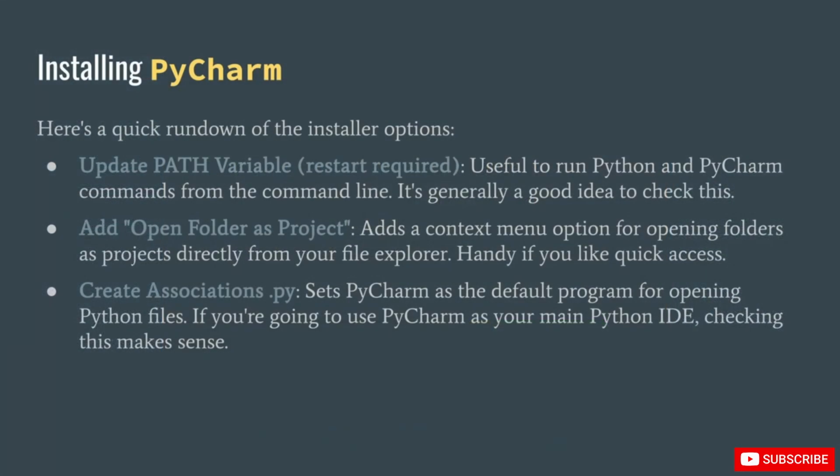On the Windows operating system, you'll see a few optional settings during installation. First, there's the option to update the path variable. This allows you to run Python and PyCharm commands directly from the command line, recommended if you want easy access.